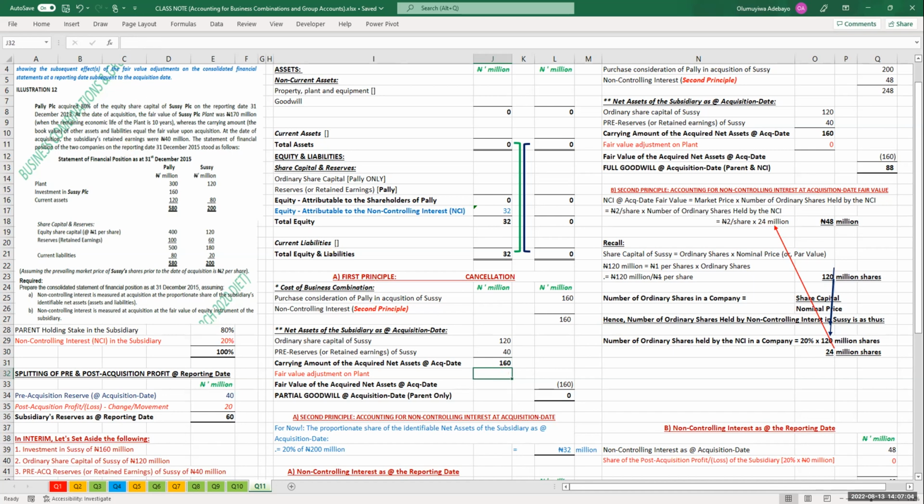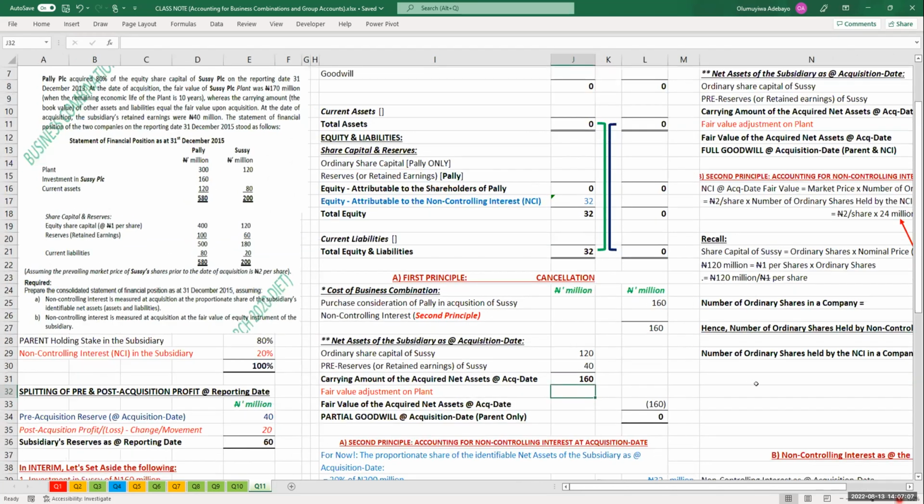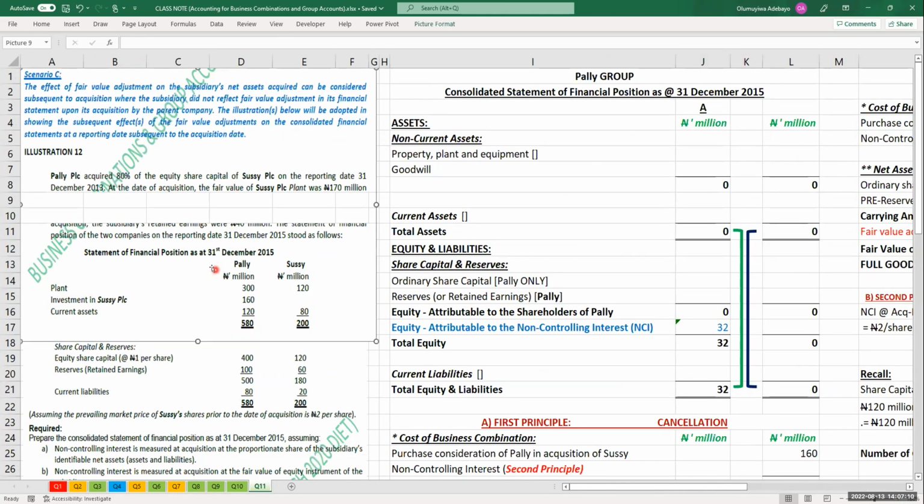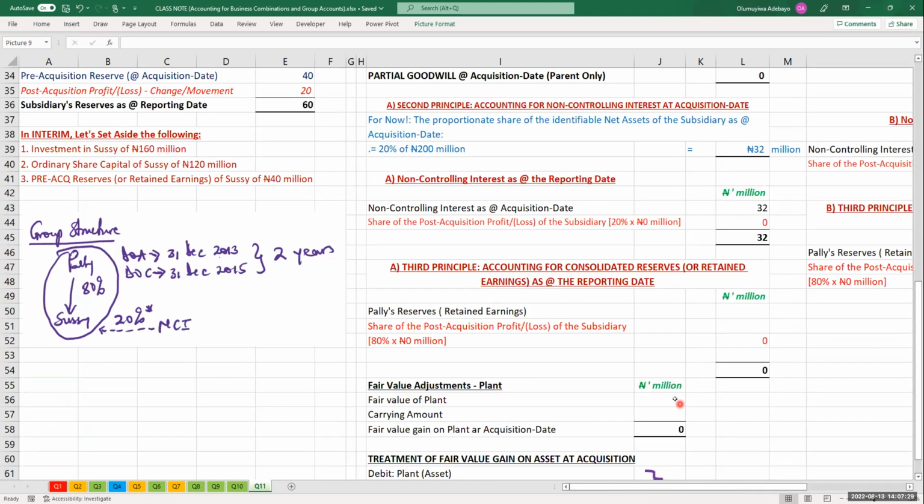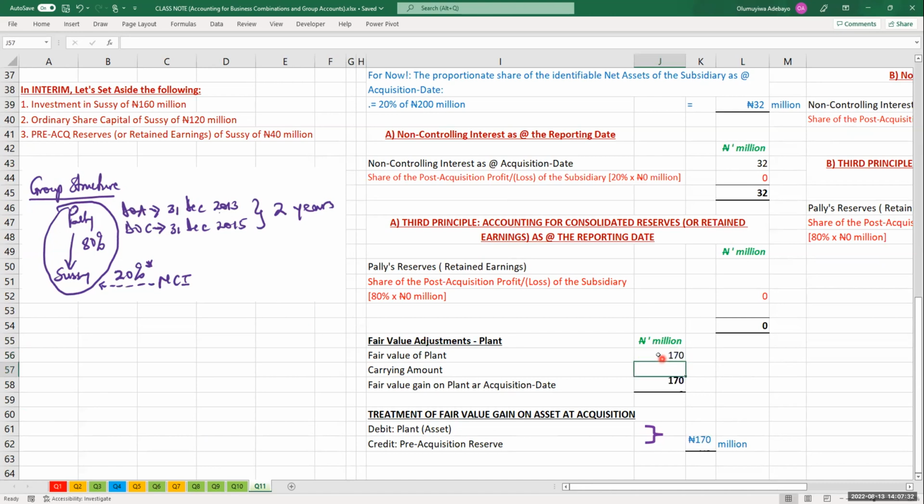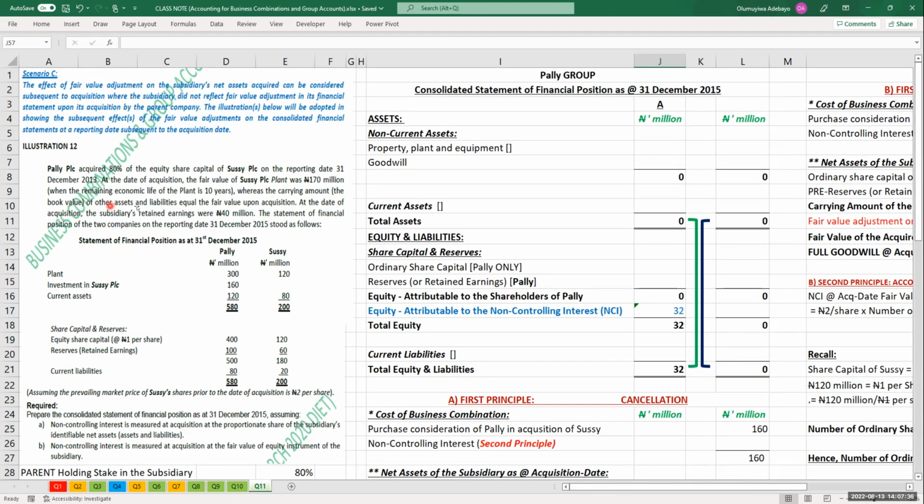But if you come back to the question here, the question says that at the date of acquisition, the fair value of Susie's plant was 170 million. I'll come here to recognize that fact, 170 million. And we are told that the remaining useful life of the plant as at that date was 10 years, whereas the carrying amount or the book value of other assets and liabilities equal the fair value.